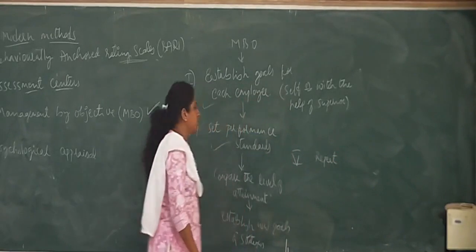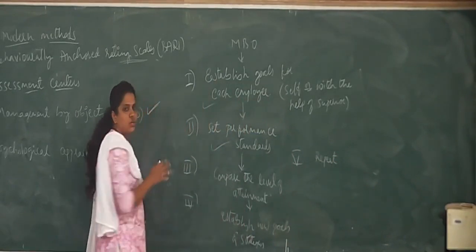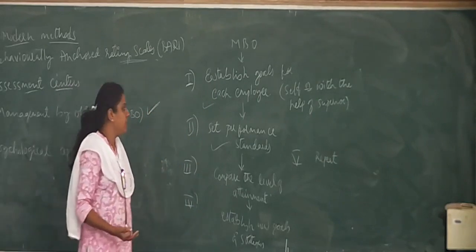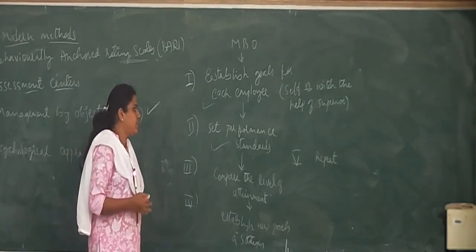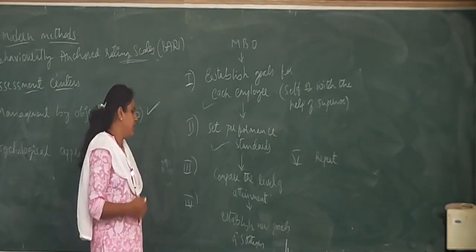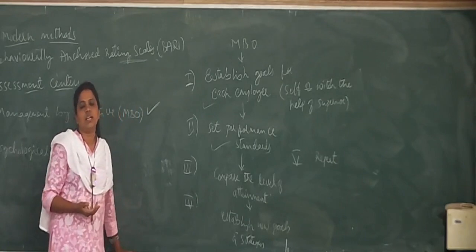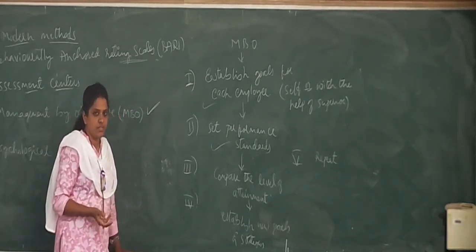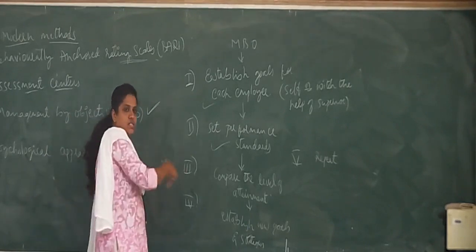Okay, so these are the 5 steps. Establish the goals for each employee by self or with the help of superior. Next is set performance standard for each employee, compare the level of attainment, and then establish new goals and strategies to achieve the previous goals if they are not achieved, and then repeat this cycle.